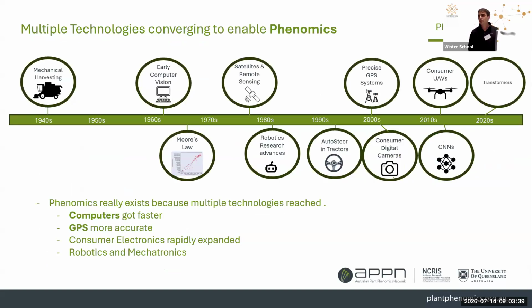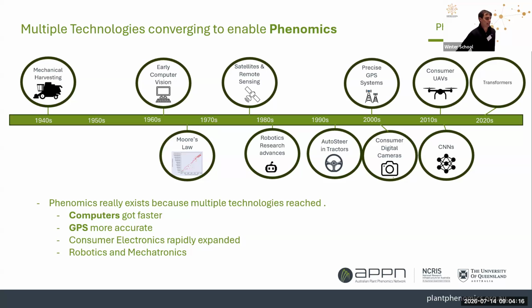So in order for phenomics to come about, we had a lot of advancements over the past probably 100 years that allowed us to get to the stage we're at the moment. You could think about mechanization. We had early computer vision. We had the advancement of computer chip technologies, and then also things like GPS and robotics. So phenomics really requires all of these things to come together. And so in the late 2000s, probably early 2010s, that's when phenomics started to really emerge. And it's really the combination of a lot of different technologies coming together.